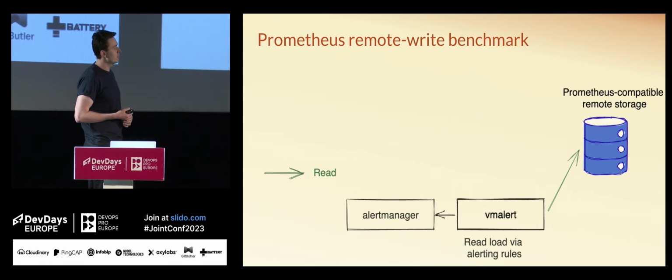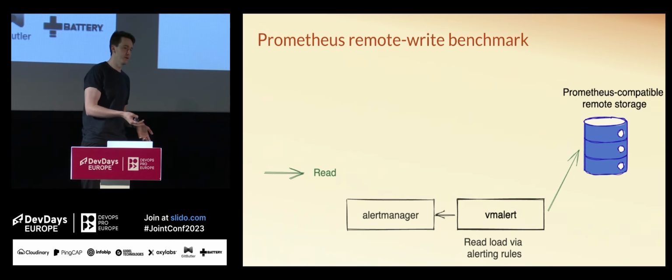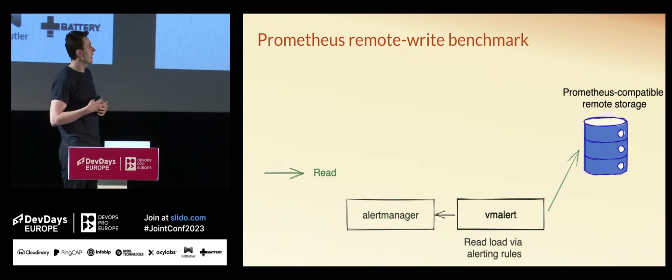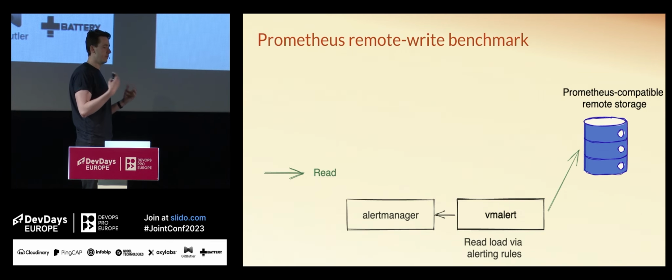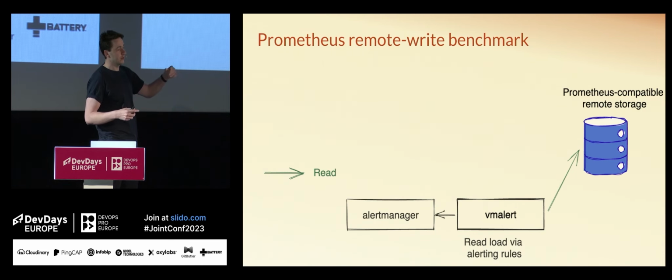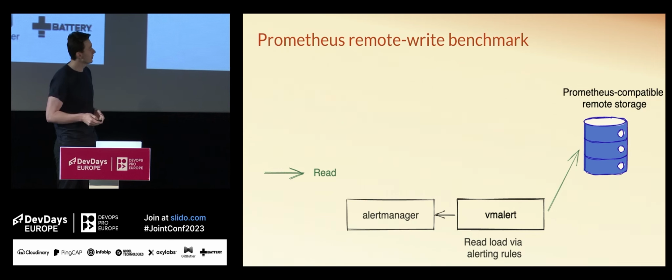So for the read path, we decided to also follow the common case. If you have NodeExporter metrics, you probably also use alerting rules for NodeExporter metrics, which are shipped with NodeExporter together. So VM alert is a ruler, basically a thing which evaluates alerting rules, and we've added the default alerting rules for NodeExporter. So each request to the remote storage evaluates these alerting rules every 10 seconds or whatever you configure, and reads data back.